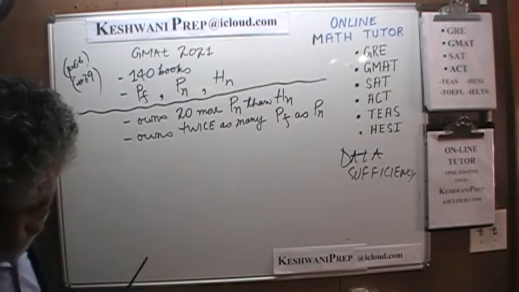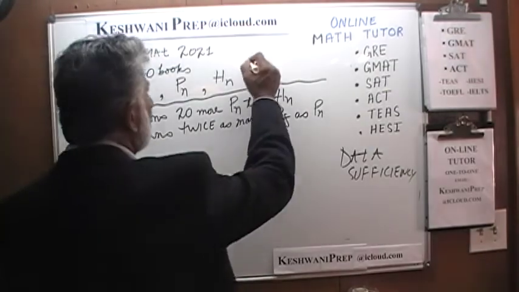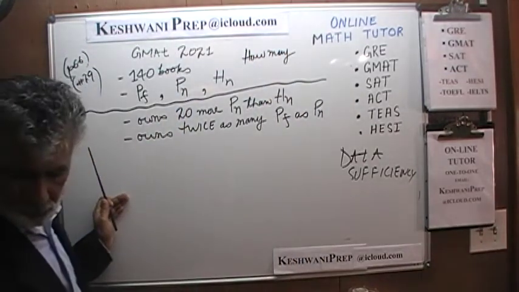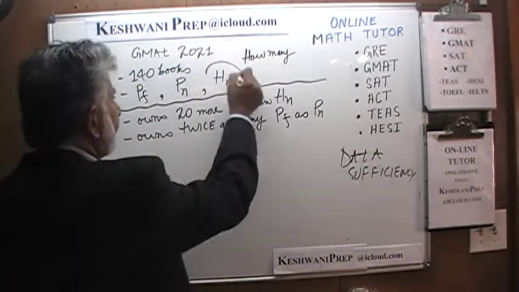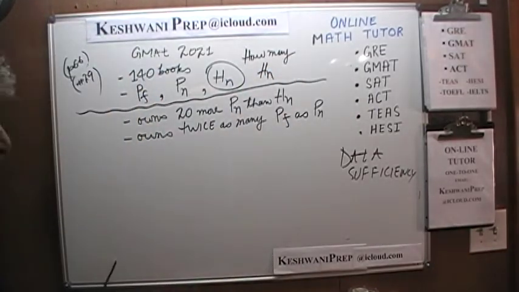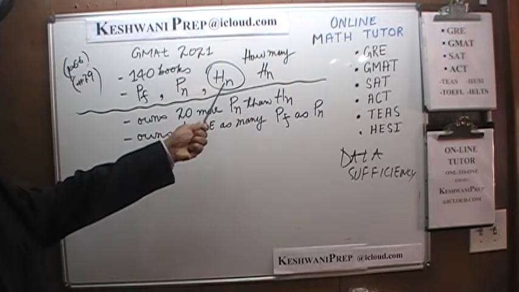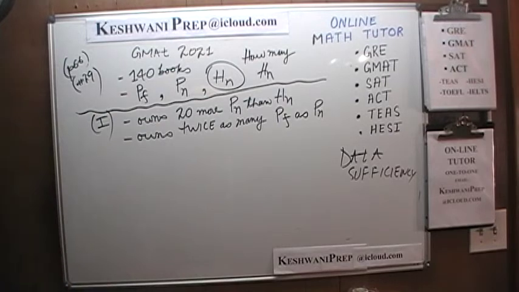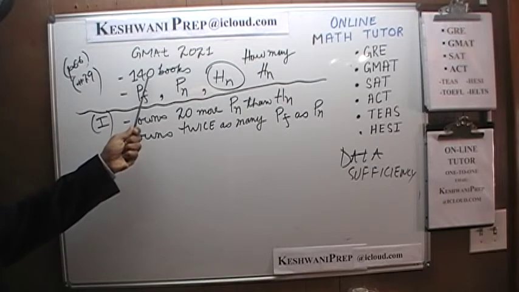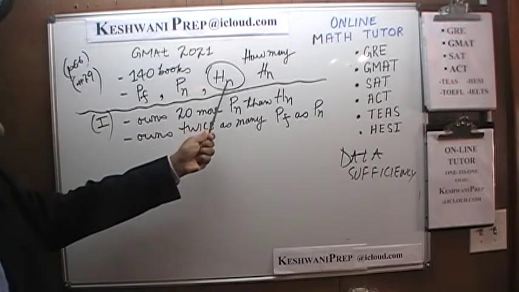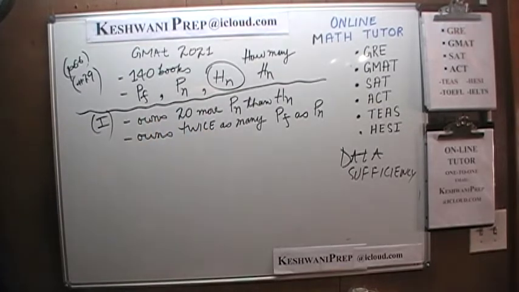The question is, how many hardcover nonfiction books do we have? We have three kinds of book. This is what we're looking for. That's our final goal. This is statement one. Okay, so let's begin this story. We are told that we have 140 books, three different kinds, paperback fiction, paperback nonfiction, and hardcover nonfiction, 140 of them altogether.